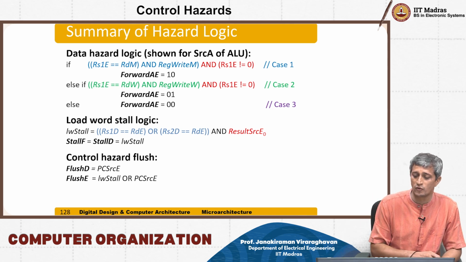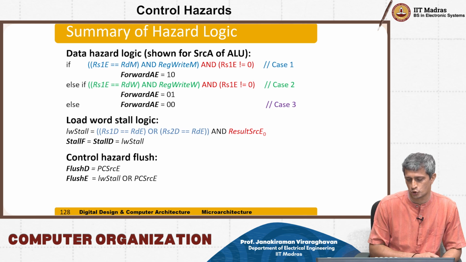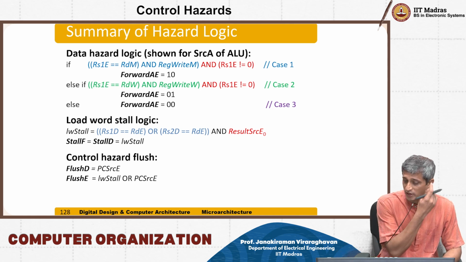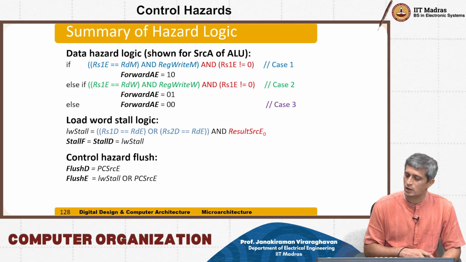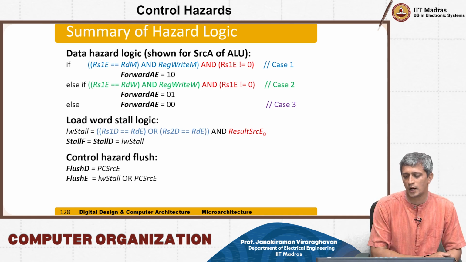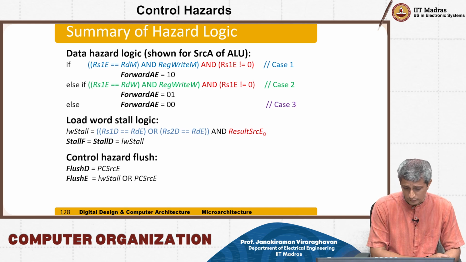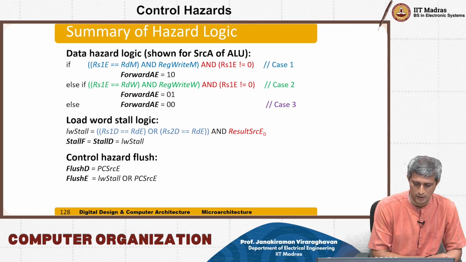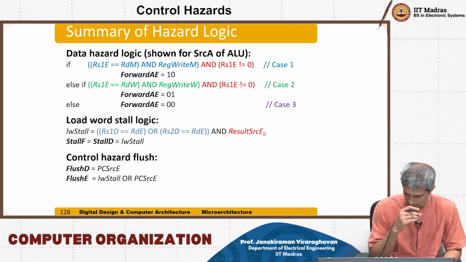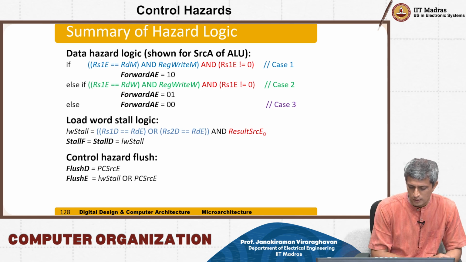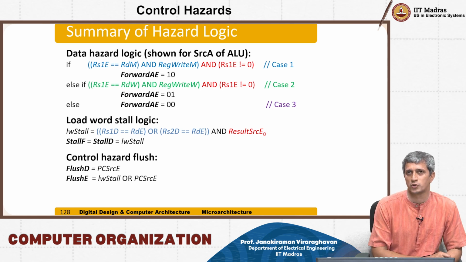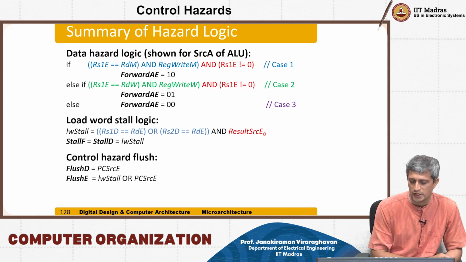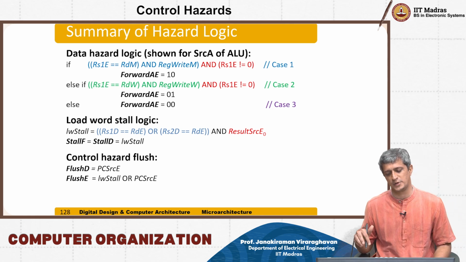And of course, the load word stall logic is basically lwStall. If RS1D in the decode stage is equal to the destination register in the execute stage, or RS2D equal to RDE, then you are saying StallF equals StallD equals lwStall. So basically this is the logic that has to be implemented. For control hazard flushing, you are saying FlushD equals PCSrcE and FlushE equals lwStall or PCSrcE.